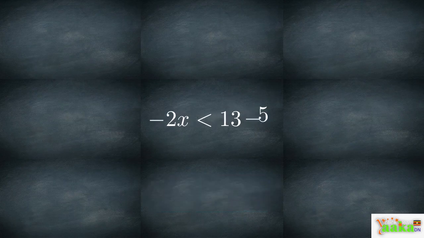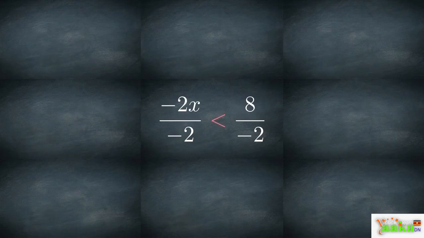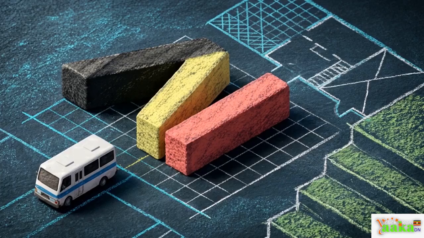Subtracting 5 gives -2x is less than 8. When we divide both sides by -2, that crucial rule kicks in. The less than sign flips to a greater than sign, leaving x is greater than -4. Because the symbol is strictly greater than, the boundary is a dashed line. Mastering this combination of the algebraic flip and proper line identification allows us to solve complex real-world systems.